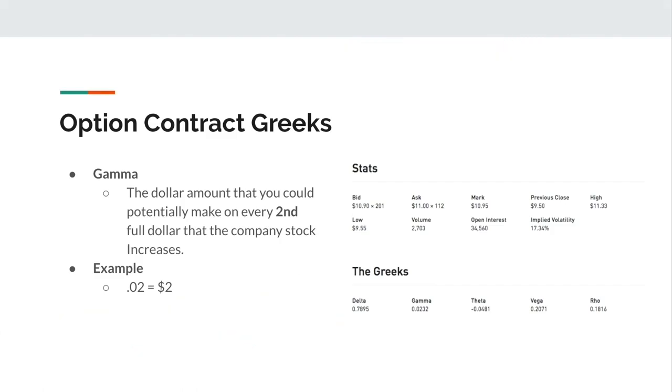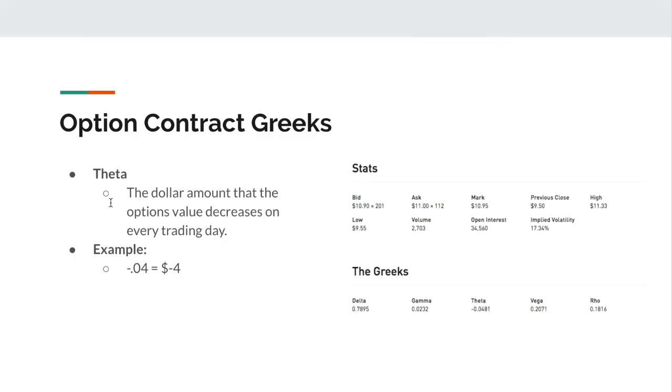Let's continue the review. Theta, as we talked about, theta starts with a T. It's time. It's the dollar amount that the option value decreases on every trading day. Theta will never be positive. It's always negative, so it's always working against you. Very important to look at theta when you're trading an option a month away or 2 months away, because it can eat away at your profits so quickly.